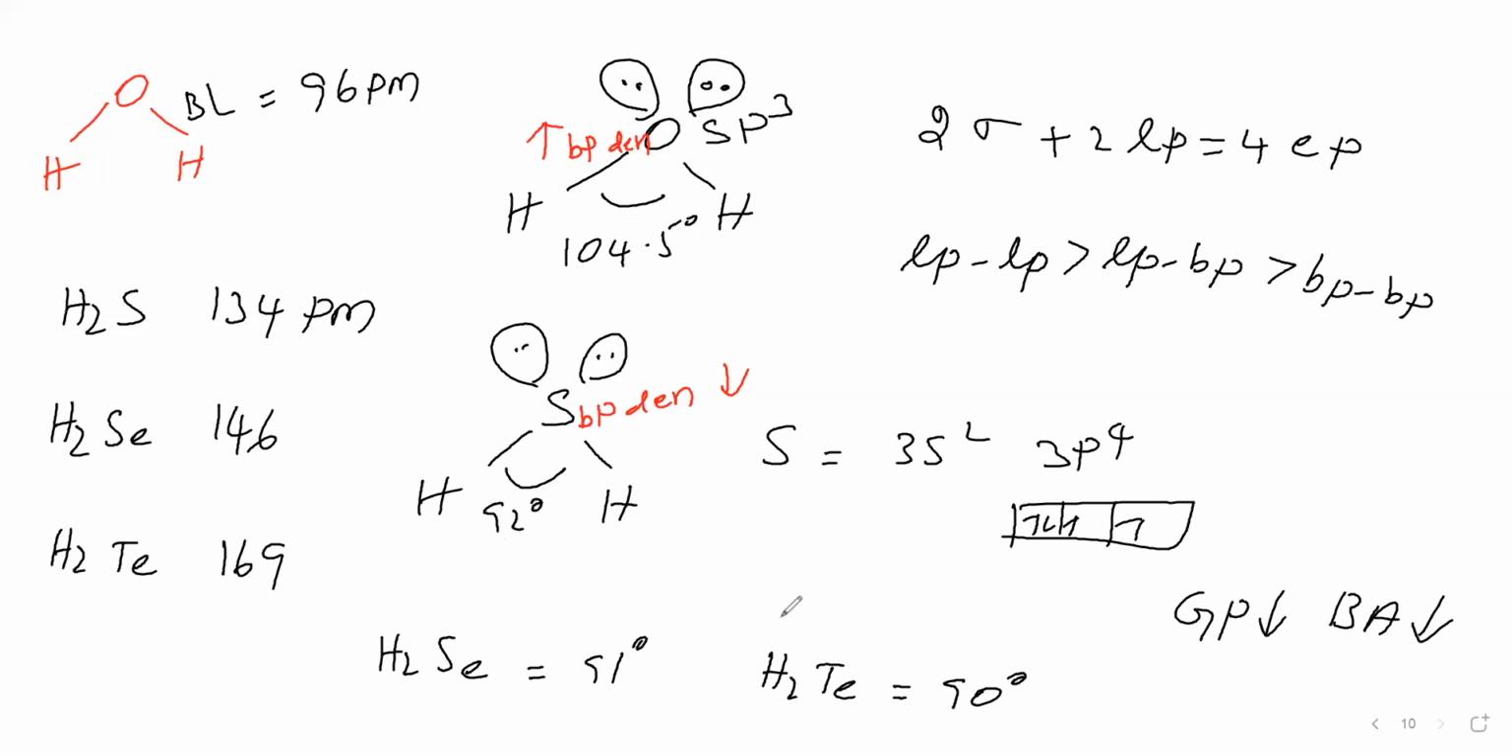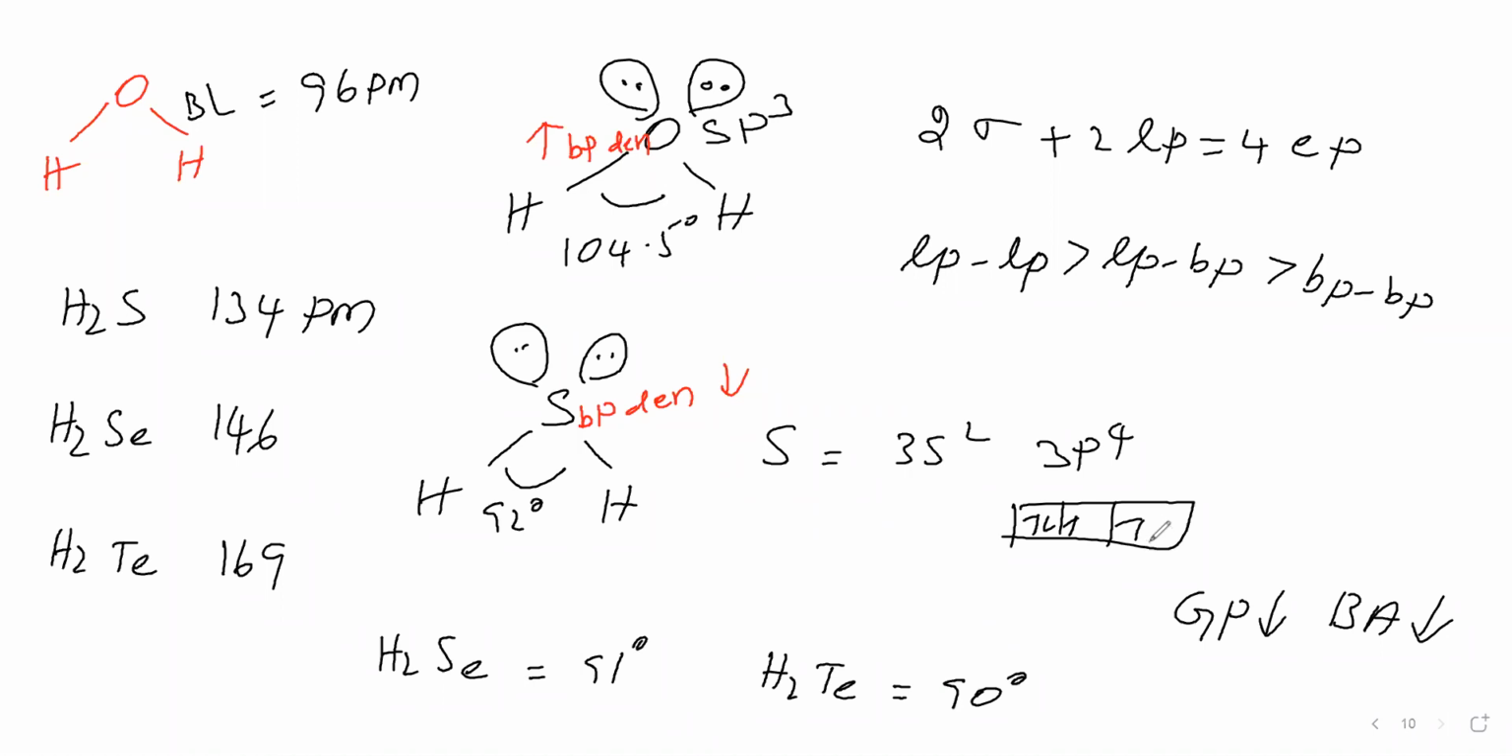So down the group, central atom electronegativity decreases, so bond pair density near the central atom decreases, and bond pair repulsion decreases down the group. Therefore, bond pairs come closer and closer down the group. Therefore, bond angle decreases down the group. So we can say bond angle decreases down the group. Next, we will see bond dissociation energy.